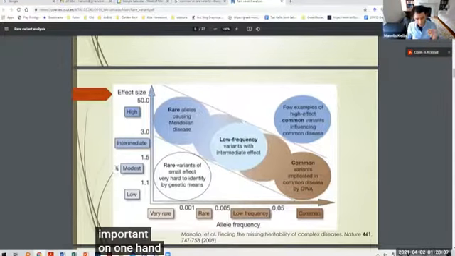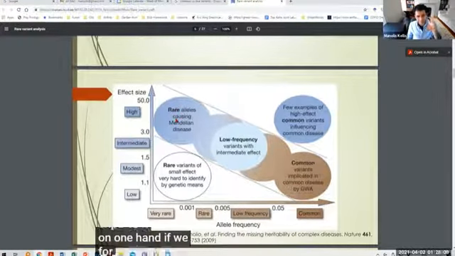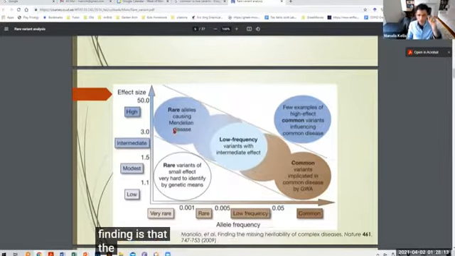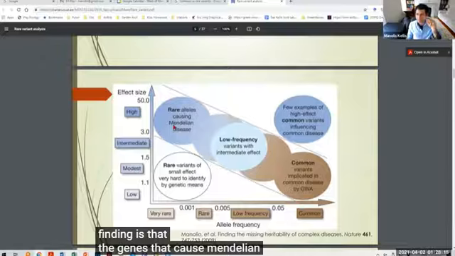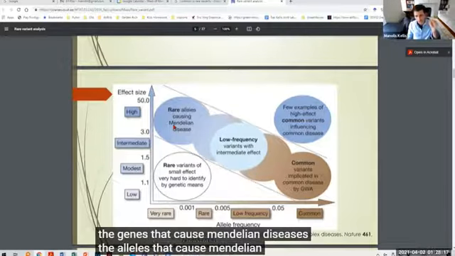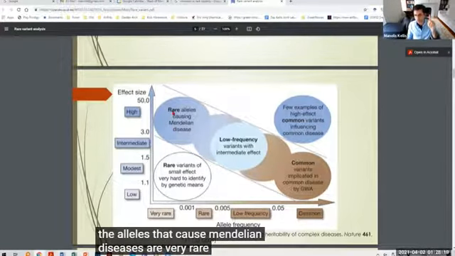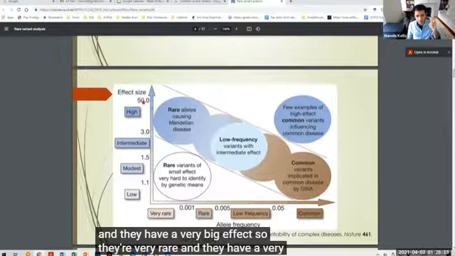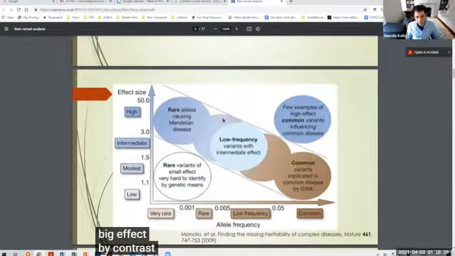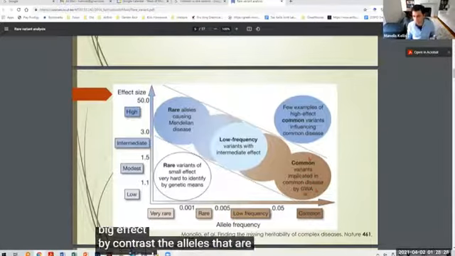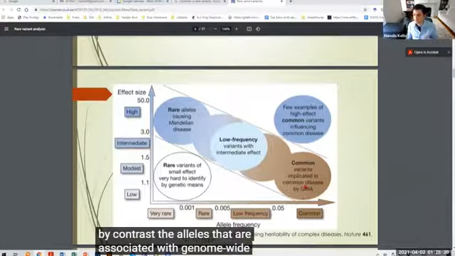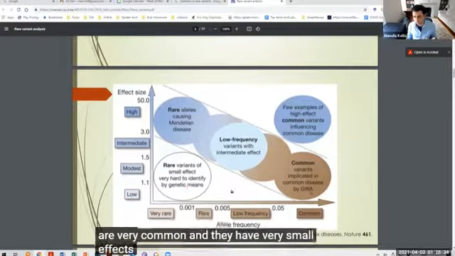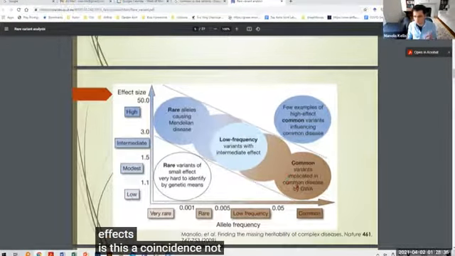Okay, so there's two types of variants. On one hand, for Mendelian analysis, what we're finding is that the alleles that cause Mendelian diseases are very rare and they have a very big effect. So they're very rare and they have a very big effect. By contrast, the alleles that are associated with genome-wide association studies are very common and they have very small effects. Is this a coincidence? Not at all.